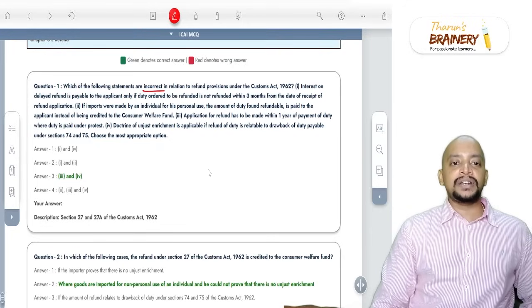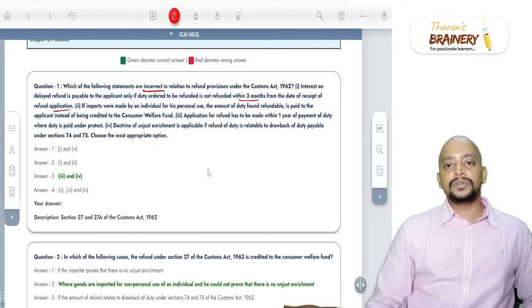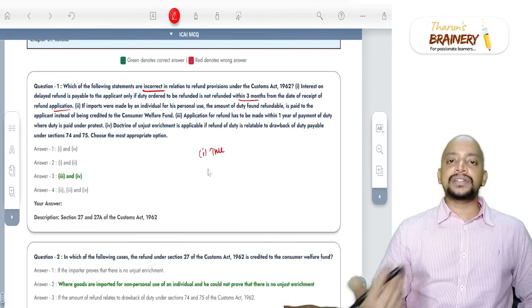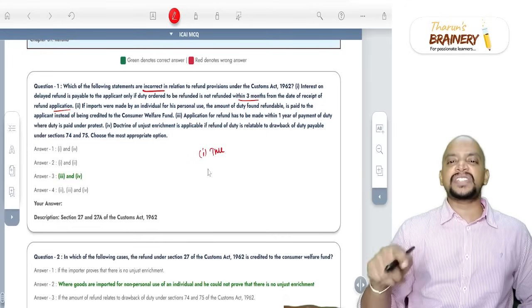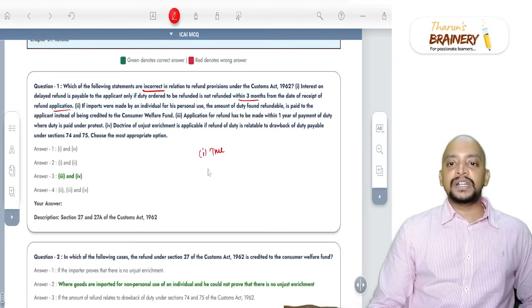Interest on delayed refund is payable to the applicant only if duty ordered to be refunded is not refunded within 3 months from the date of receipt of refund application. True. First one is true. Within 3 months from the application, if the refund is not granted, then interest will be payable at the rate of 6% per annum. If imports were made by an individual for his personal purpose, the amount of duty refundable is paid to the applicant instead of being credited to consumer welfare fund.